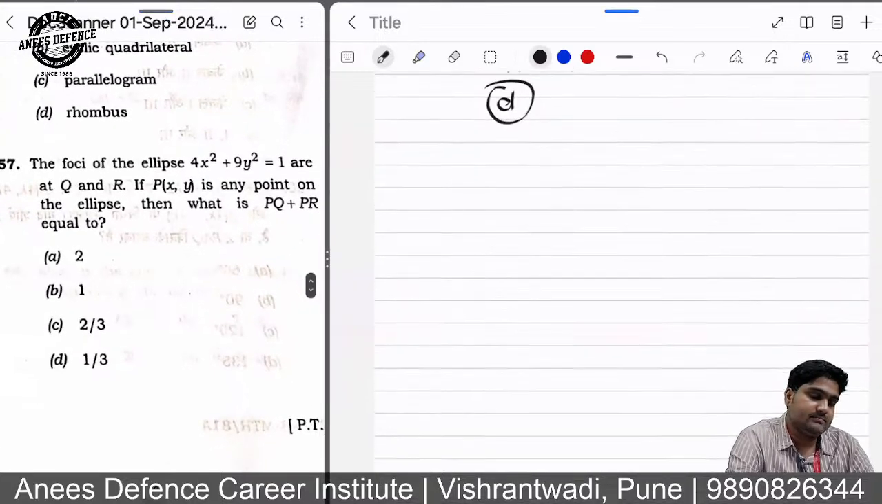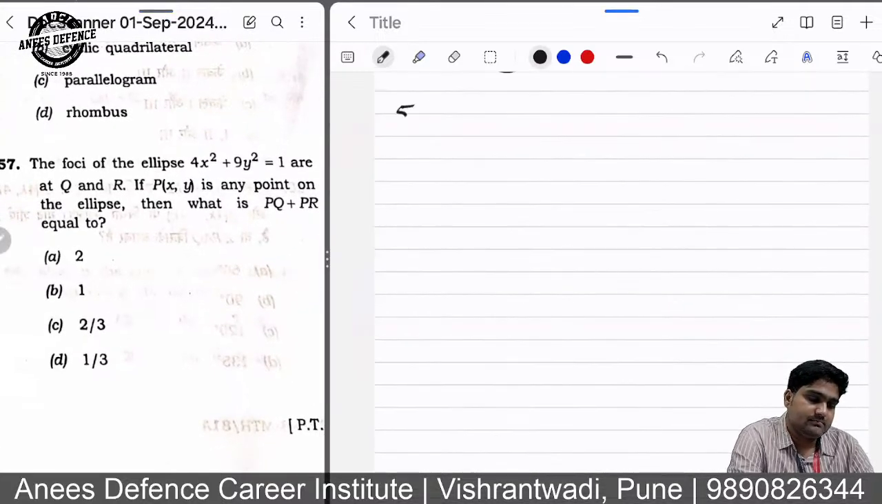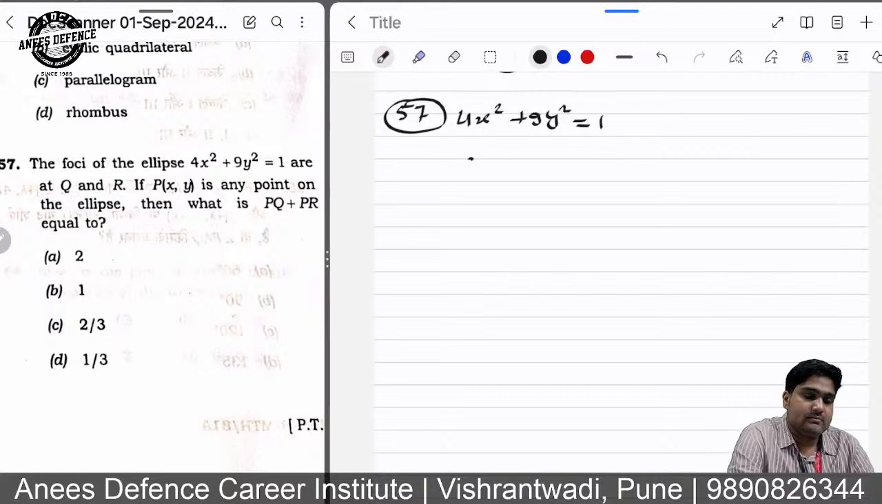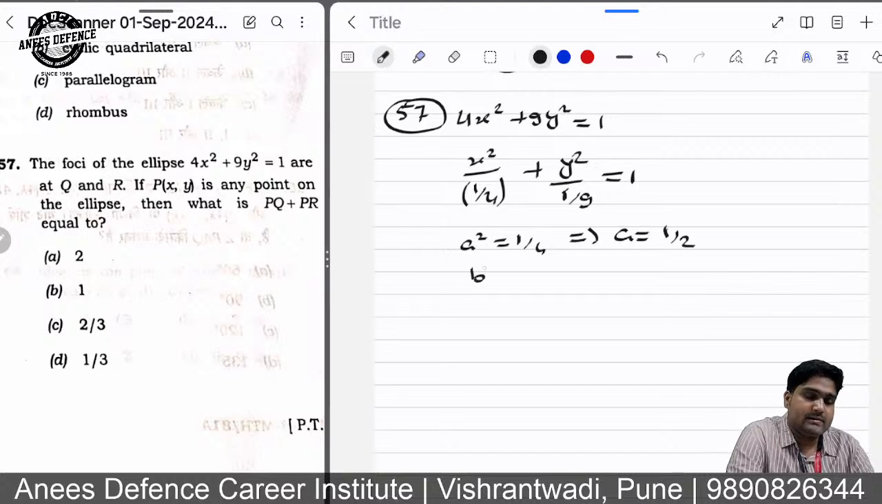Question number 57. Equation of ellipse is given: 4x² + 9y² = 1. So we can write this equation as x²/(1/4) + y²/(1/9) = 1. So here the major axis is 1/2, a² is 1/4, so a is 1/2. Minor axis is 1/3.